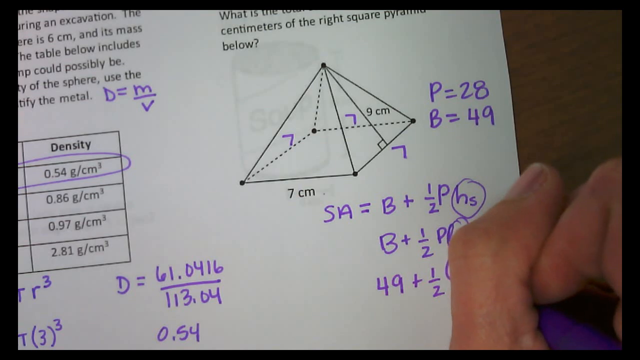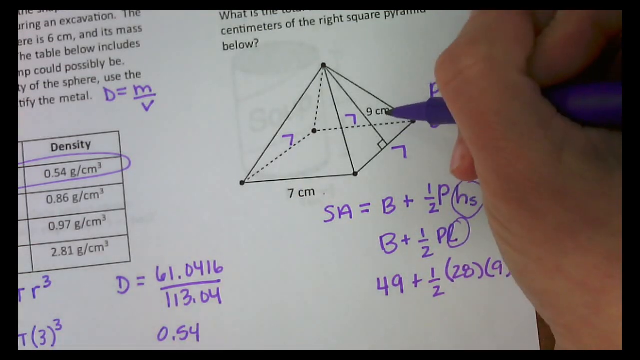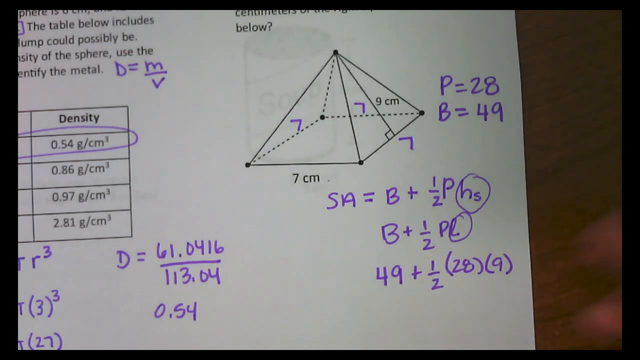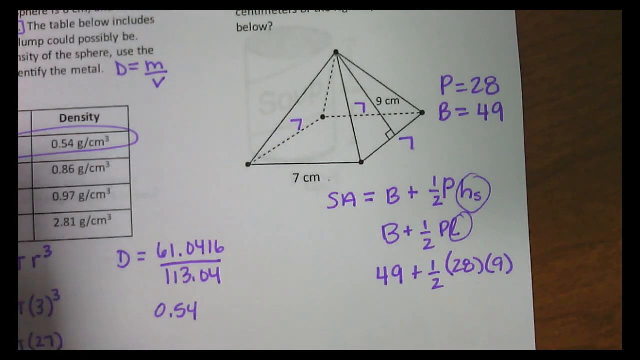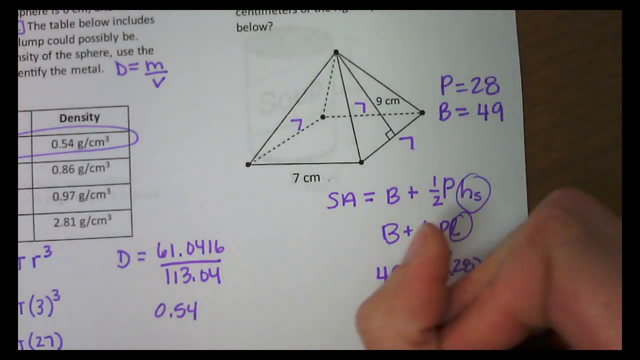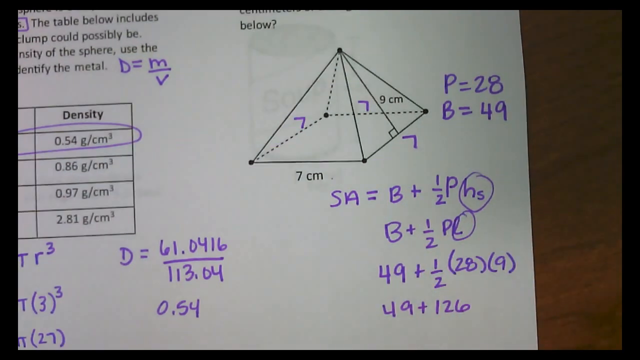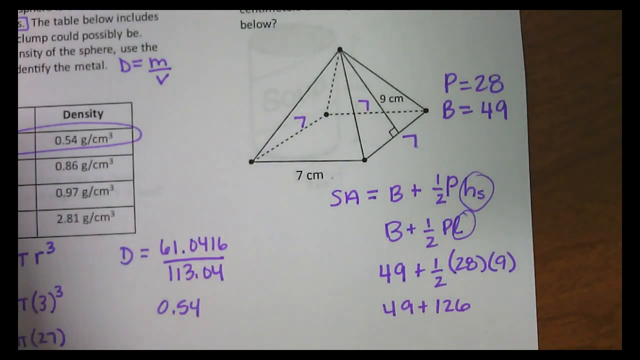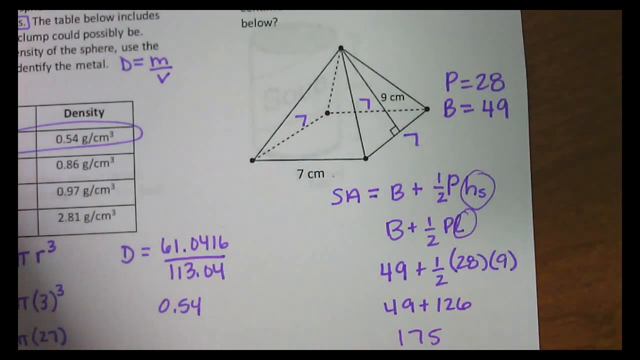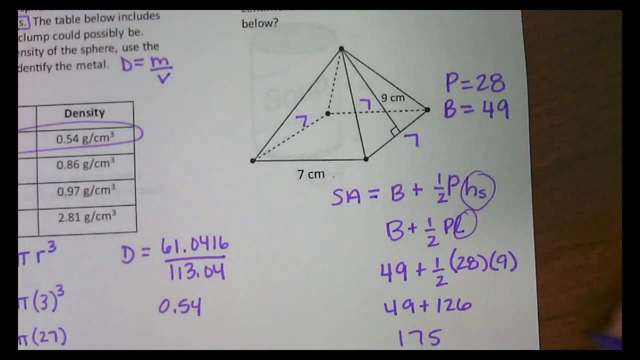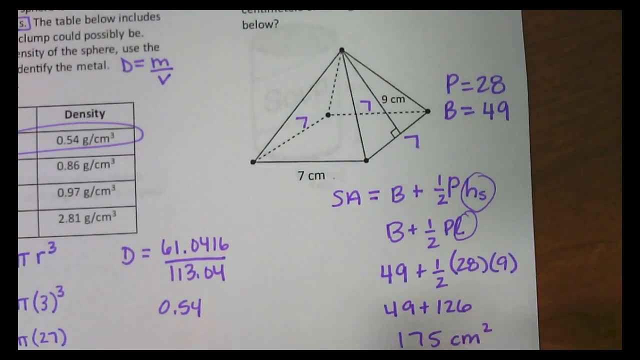49 plus 1/2 of 28 times 9. 9 was given to us as my slant height. I got to do all my multiplication before I can do any addition. So I'm going to do 1/2 times 28 times 9. And I get 126. Then add the 49 and I get 175. This is an area, so centimeters squared. All right, and I'll stop the video here and make a new one for the next page.